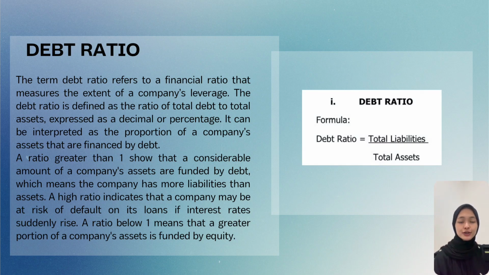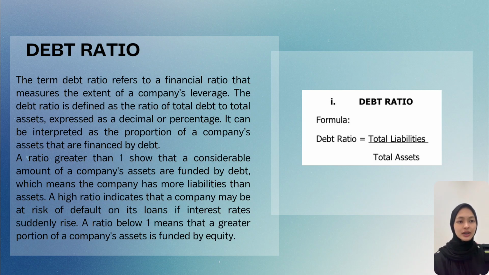The term debt ratio refers to a financial ratio that measures the extent of a company's leverage. The debt ratio is defined as the ratio of total debt to total assets. Expressed as a decimal or percentage, it can be interpreted as the proportion of a company's assets that are financed by debt. A ratio greater than 1 shows that a considerable amount of company assets are funded by debt, which means the company has more liabilities than assets. A higher ratio indicates that a company may be at risk of default on its loans if interest rates suddenly rise. A ratio below 1 means that a greater portion of company assets is funded by equity.